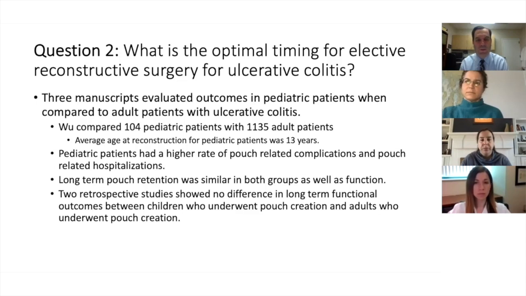Probably the largest study to date is Wu, which compared 104 pediatric patients with 1,135 adult patients. The average age at reconstruction for these pediatric patients was 13 years. While they noted that pediatric patients did have a higher rate of pouch-related complications and some hospital-related issues, the long-term pouch retention rate was similar in both groups, as well as long-term function.